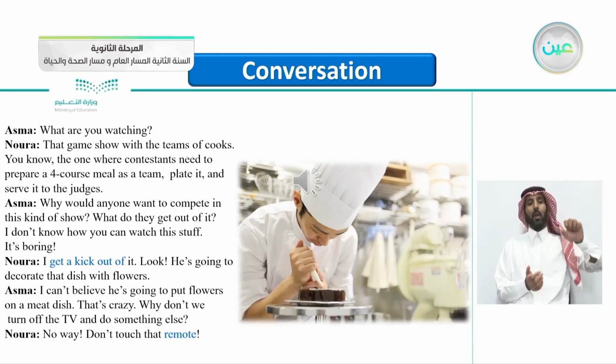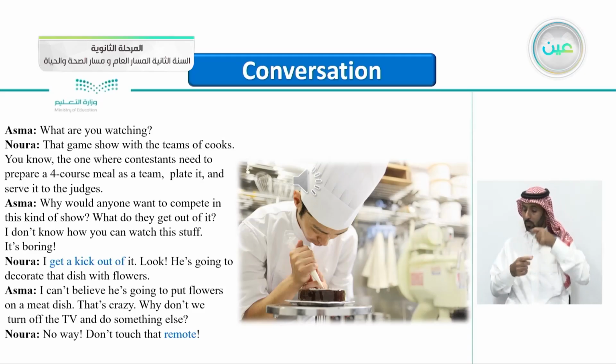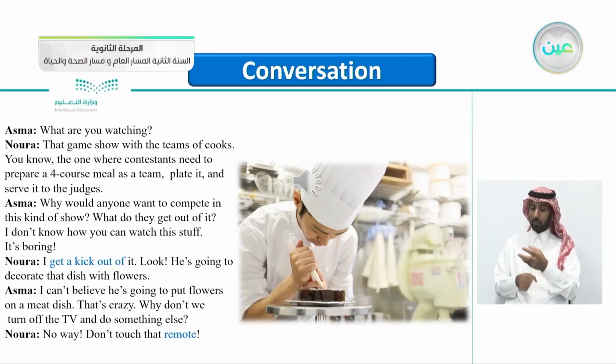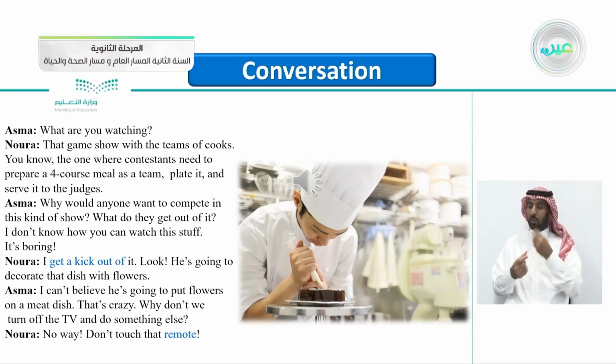Asma, what are you watching? Nora, that game show with the teams of cooks. You know, the one where contestants need to prepare a four-course meal as a team, plate it and serve it to the judges. Asma, why would anyone want to compete in this kind of show? What do they get out of it? I don't know how you can watch this stuff. It's boring. Nora, I get a kick out of it. Look, he's going to decorate that dish with flowers. Asma, I can't believe he's going to put flowers on a meat dish. That's crazy. Why don't we turn off the TV and do something else? Nora, no way. Don't touch that remote.